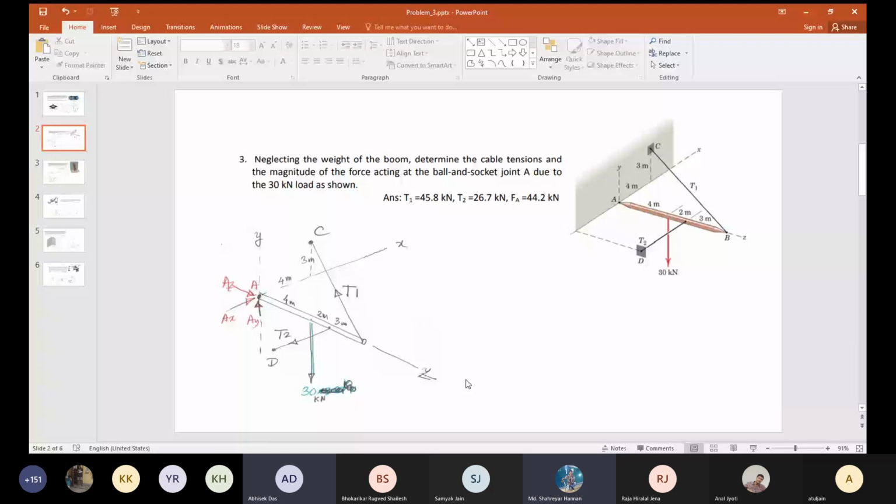Sir, the syllabus will be from vector to 3D equilibrium. Can you please reduce the number of questions, because solving 14 questions is difficult?